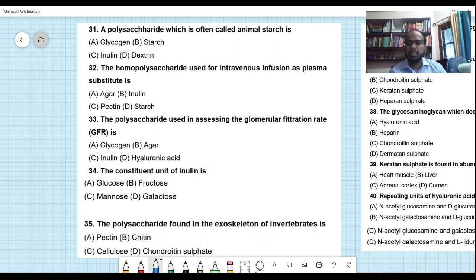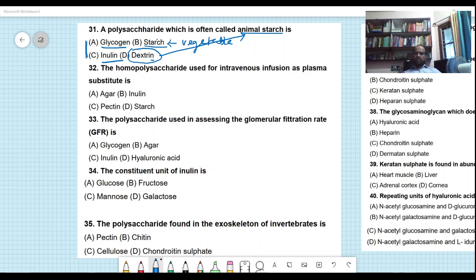A polysaccharide which is often called animal starch is dextrin. It's a general knowledge type question. Animal starch is dextrin, while starch is from the vegetable. You can note the difference there. Glycogen is found in human beings and inulin is also found in human beings. This one is vegetable and this one is animal starch.